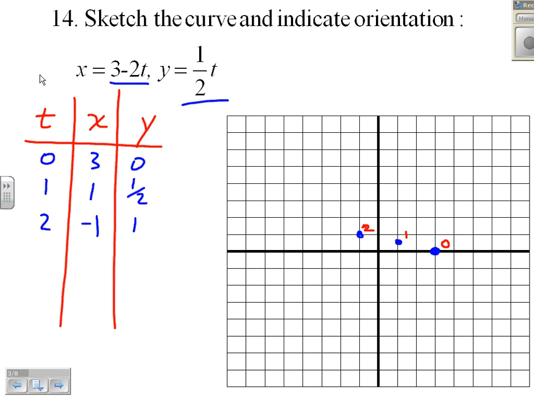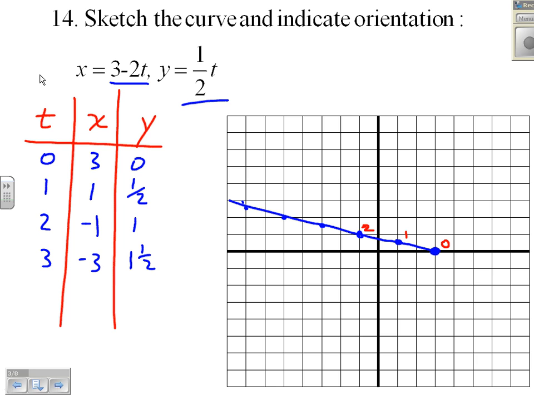I might need just a little bit more convincing, so I'm going to go to 3. When t is 3, x is 3 minus 2 times 3, 3 minus 6, -3. When t is 3, y is 1/2 of 3, 1/2. So I have a point at -3, 1/2. And now at this point, I am very convinced that as I increase t, it looks like we're going to be in a situation where we have a line.